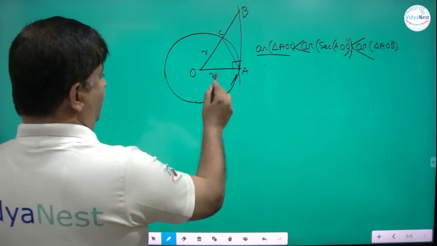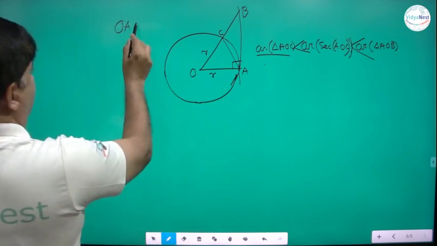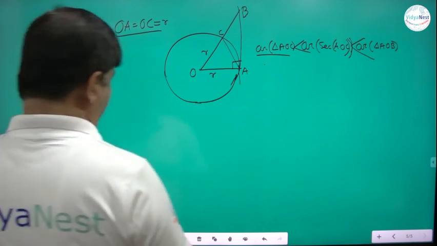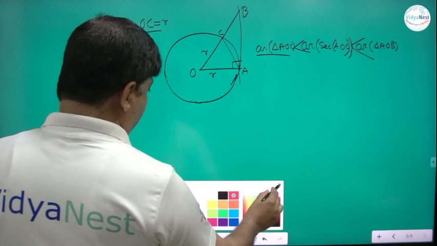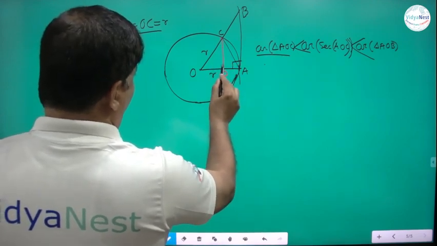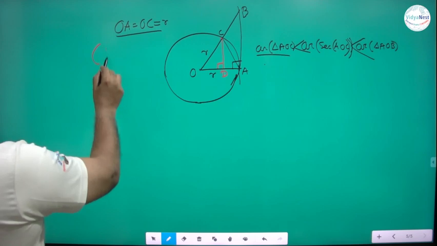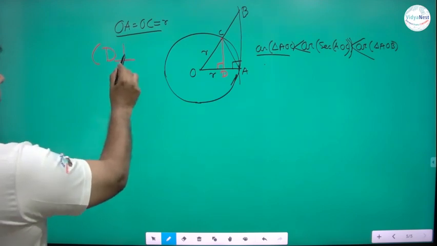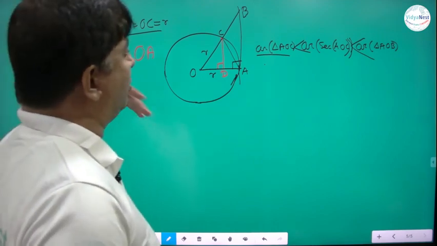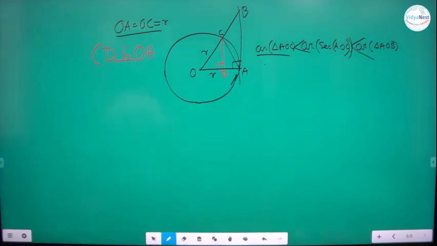These are the radius. OA is equal to OC is equal to R. You do one thing, you introduce one perpendicular. CD is drawn perpendicular to OA. You can ask me what you are going to establish. You will come to know in a few minutes.